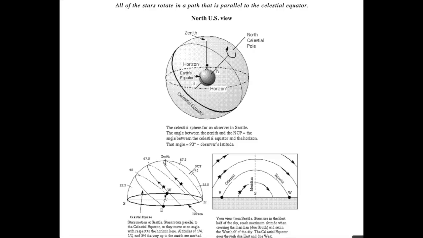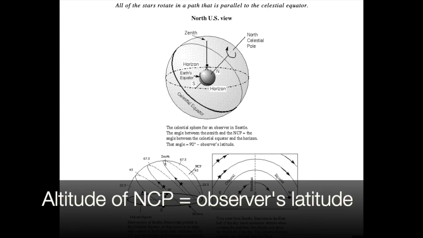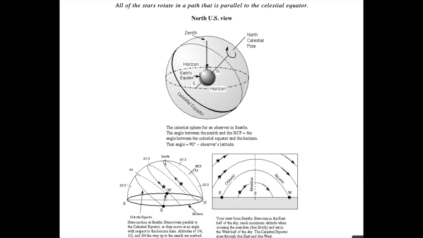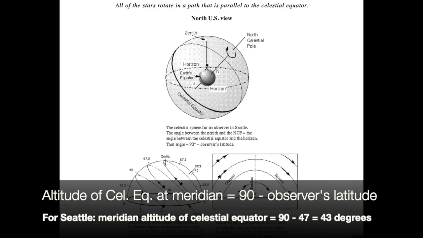Next slide. This is the view from Seattle at a latitude of 47 degrees. It is actually the view for any observer at a latitude of 47 degrees, but I went to graduate school in Seattle, so I chose Seattle as the person's location. The North Celestial Pole's altitude equals 47 degrees, and the top of the celestial equator's arc reaches 90 minus 47 equals 43 degrees altitude, where it crosses the meridian in the south.